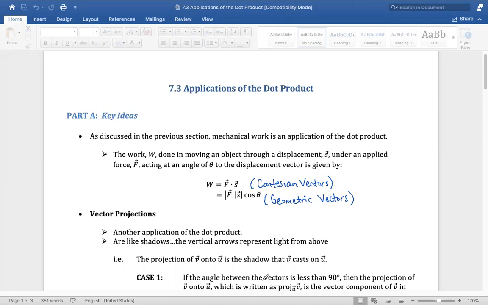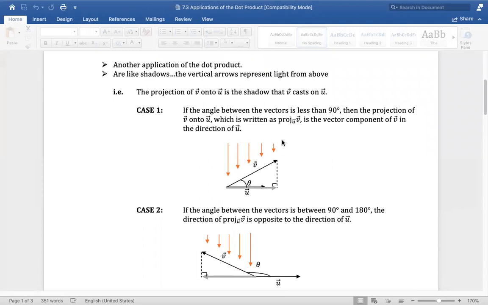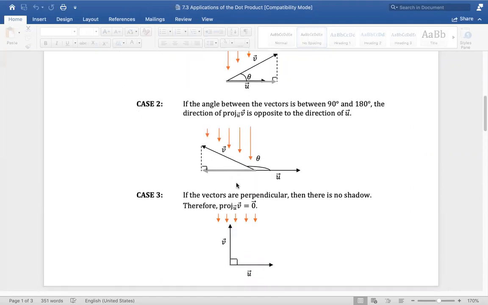Okay, so now we're going to talk about vector projections, which basically, just like it says here, is about shadows that are being placed with one vector being projected onto another vector, hence vector projections. So just to move this up so you can see everything. The arrows here are representing light, right? That's coming from above. That would be creating the shadow. So we have three different cases here that we're going to get to.